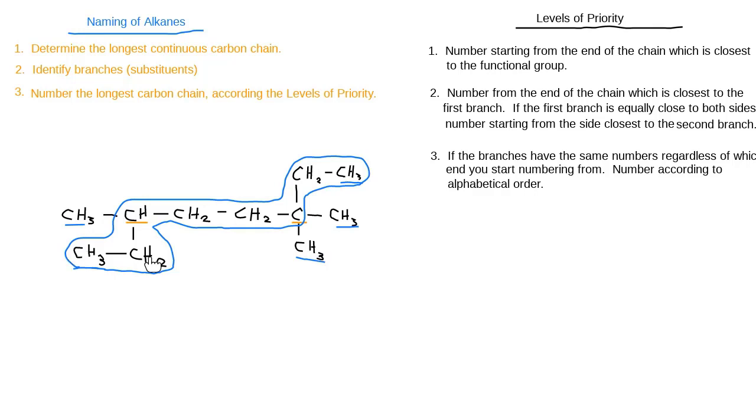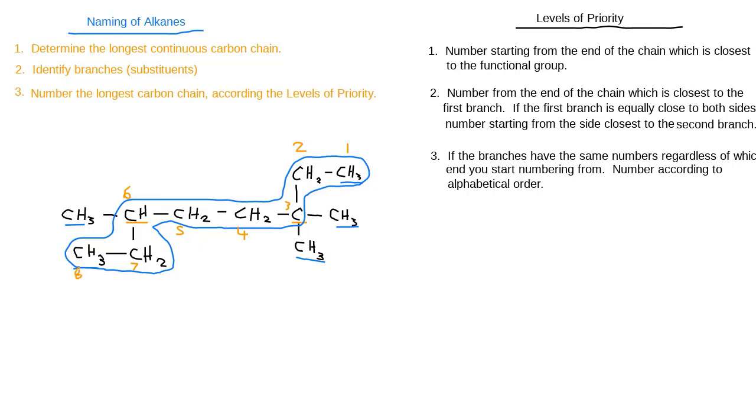And for this one, I have 1, 2, 3. Well, that's the first substituent, but to get to the second substituent, I have to go 4, 5, 6. So the second substituent is going to have a lower number if I start on this side. Does that make sense? So I'm going to go ahead and number this then. 1, 2, 3, 4, 5, 6, 7, and 8.